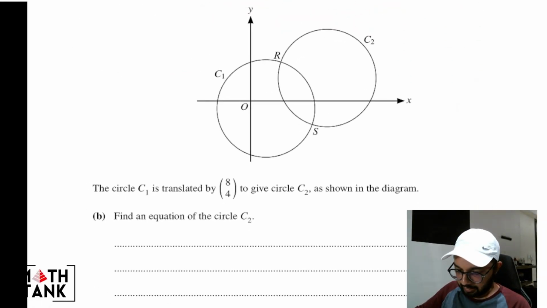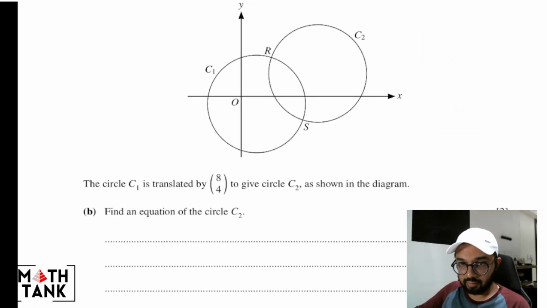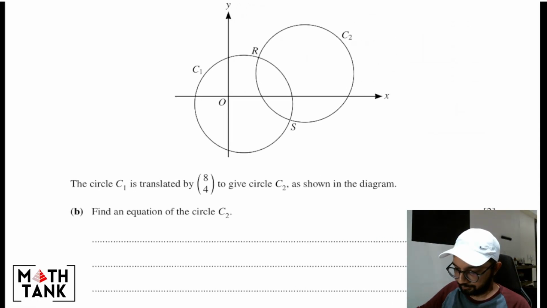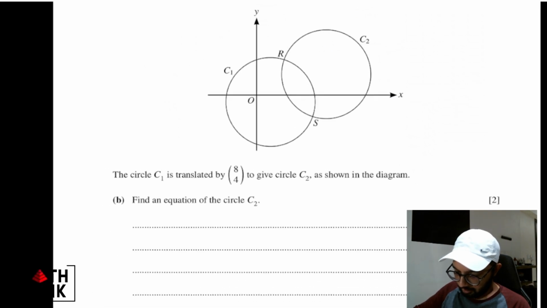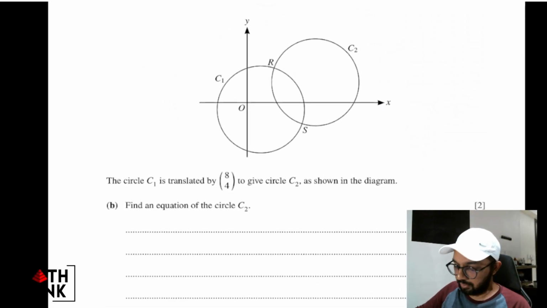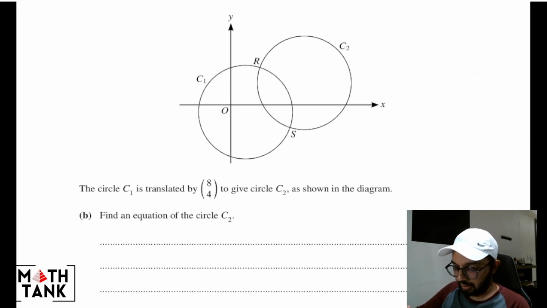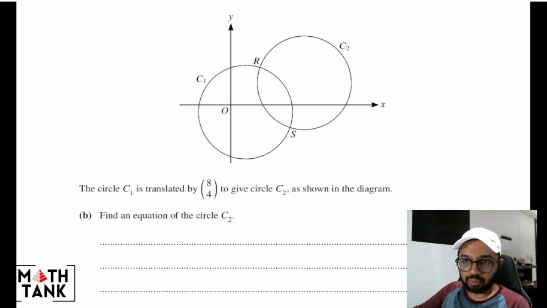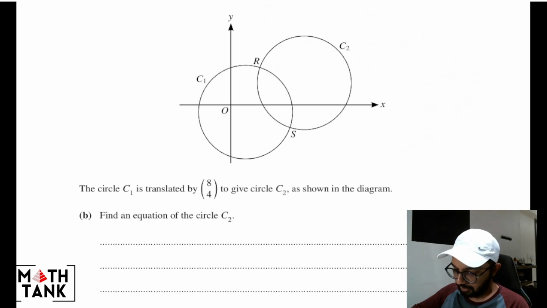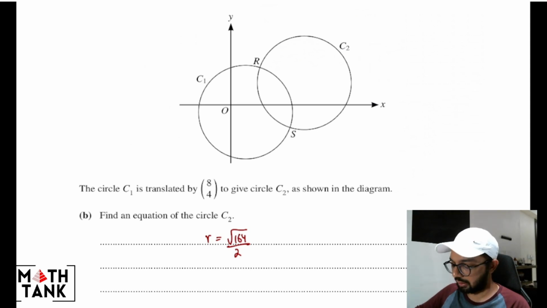Okay, the circle C1 is translated by 8 4 to give circle C2 as shown in the diagram. Find an equation of the circle C2. Now the important thing to notice here is that the radius would be the same. So the radius would still be root of 164 divided by 2. Since I calculated it like that, it appears like that right now. I can change that as well.